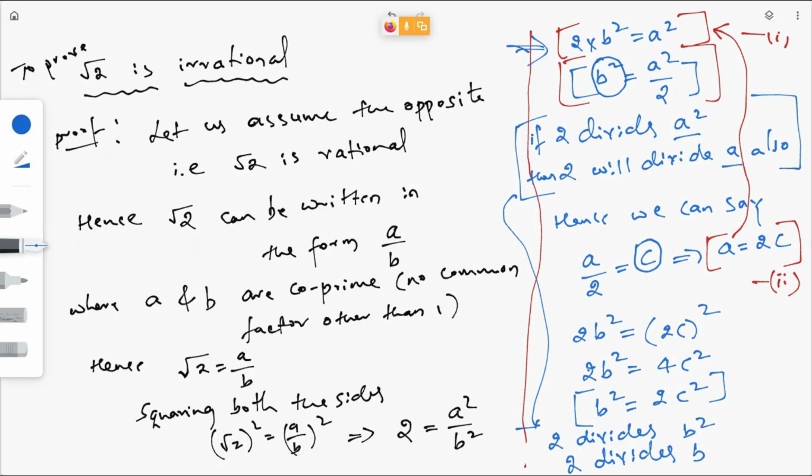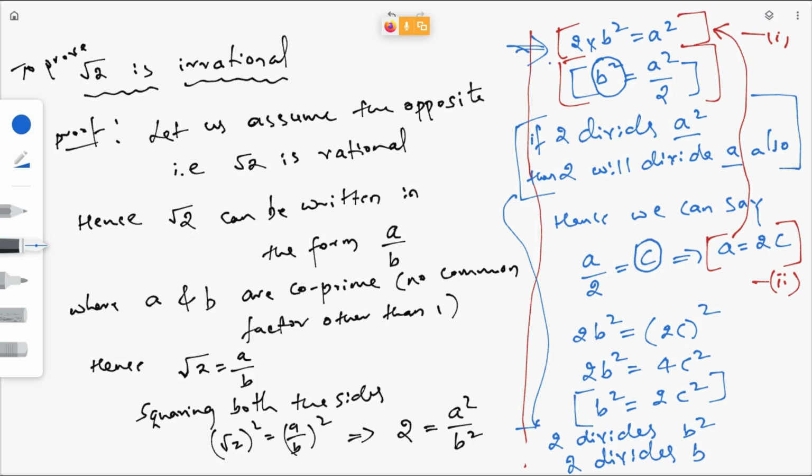Okay, we have this 2 here. If I take it in the denominator, 2 ones are 2, 2 twos are 2, so we'll get 2 here. So b square is equal to 2c square. 2 into some number is equal to b square. So 2 divides b square.